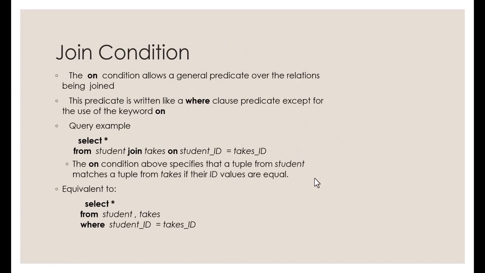Okay, you can also use ON condition. So it's a keyword as well. We have SELECT asterisk, which means select everything from student JOIN takes ON student.ID is equal to takes.ID. So it's going to join these two tables on this condition where the student ID value is equal to takes ID.